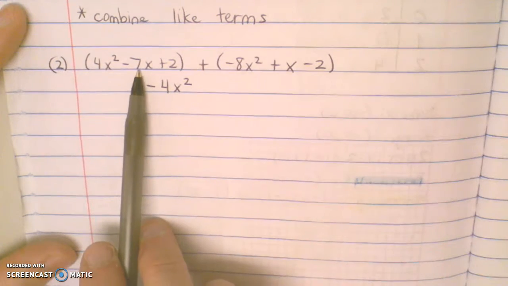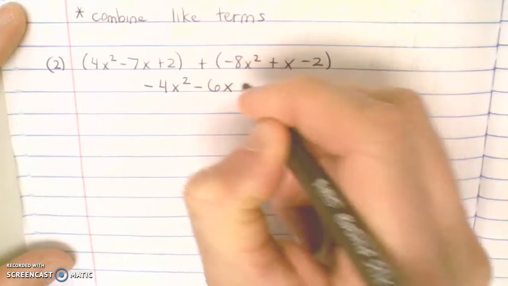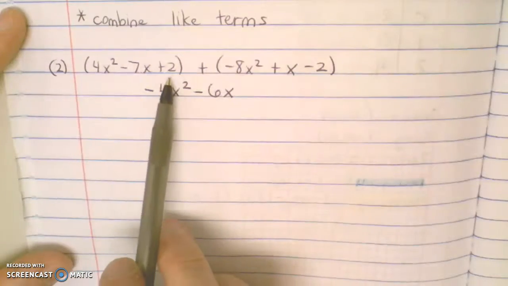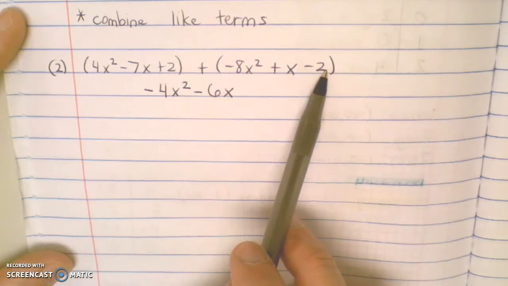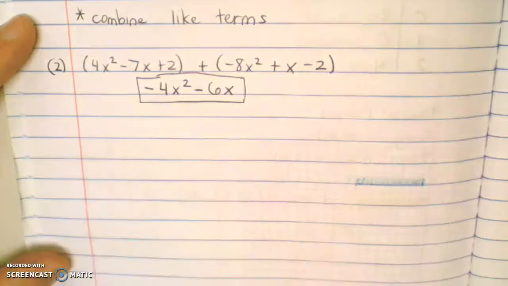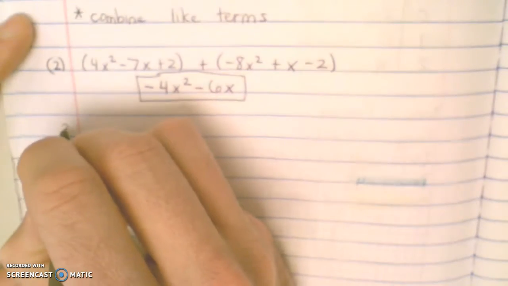Now I have negative 7x plus 1x, so that gives me negative 6x. And 2 plus negative 2 is 0, so I don't have to write that. So there's my final answer. When I combine like terms there, when I'm adding the two polynomials together, that's what I end up with. All right, and then one last problem.